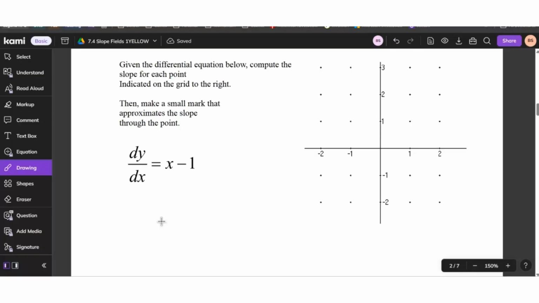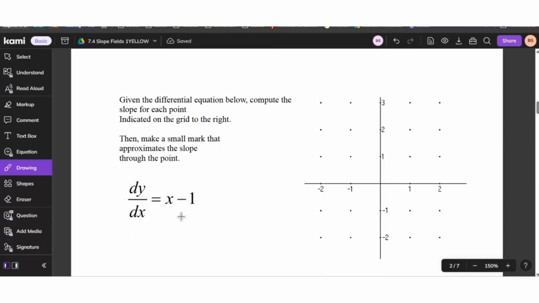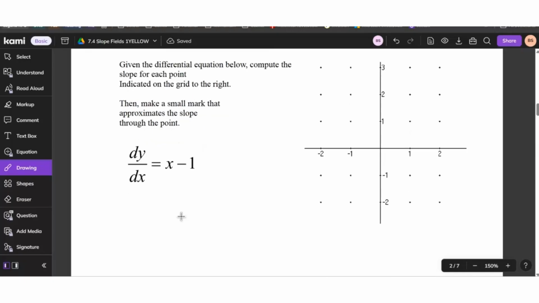All right, guys. We're going to take this differential equation below, and we're going to compute the slope for every single point. Then we're going to make a small mark that will approximate said slope. When we fill in the whole grid, we end up getting a slope field. Amazing. Ready? Let's do it. All right, so let's go through these, okay?